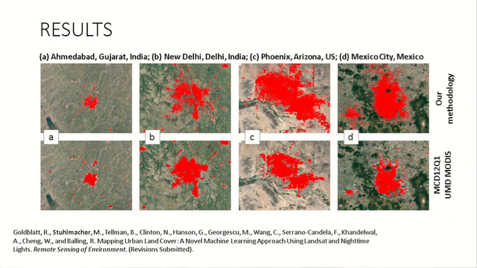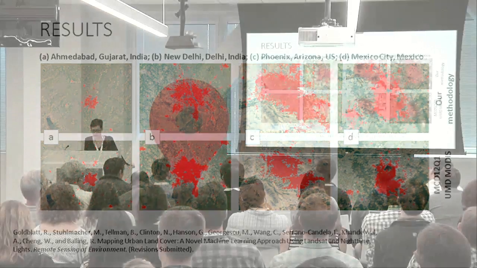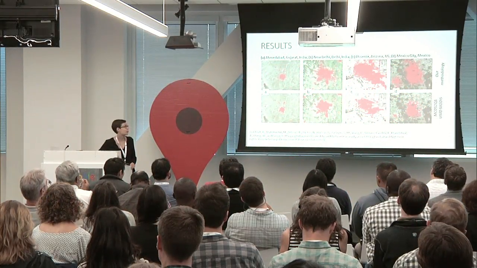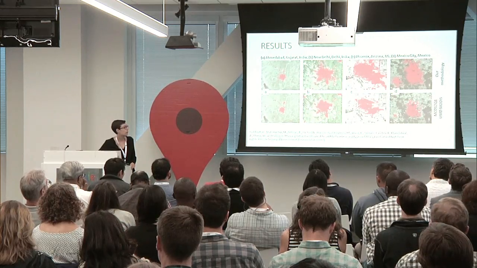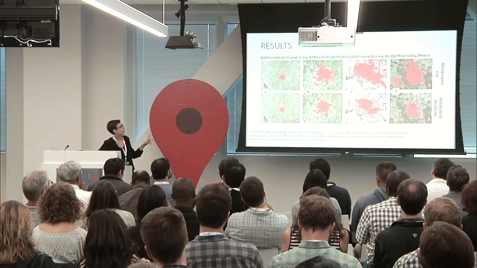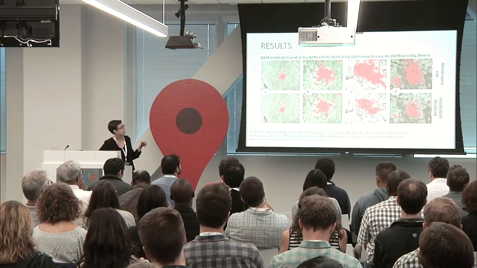And then these are results from our first paper that we're in the revise and resubmit process of. This top row is our methodology, and the bottom row is nighttime lights. You can see that we have a little more clarity because of the 30-meter resolution. Oh, sorry, this is MODIS on the bottom. And so we started our analysis in India, the United States, and Mexico, and so that's where those three are. And then this is, I got ahead of myself.